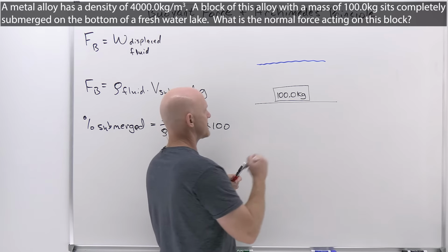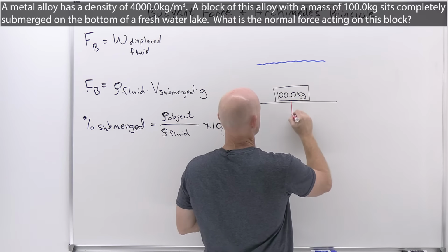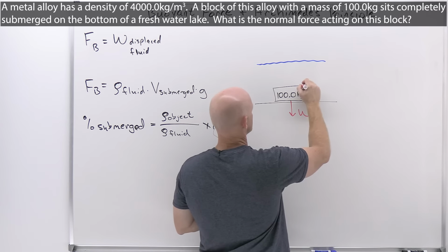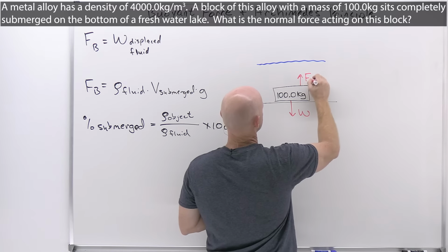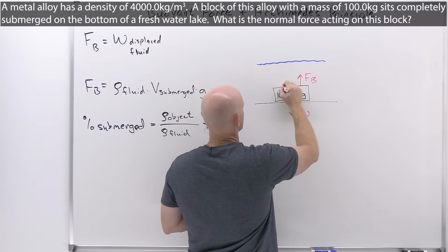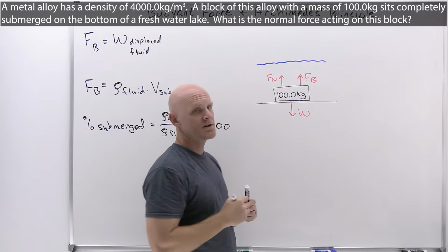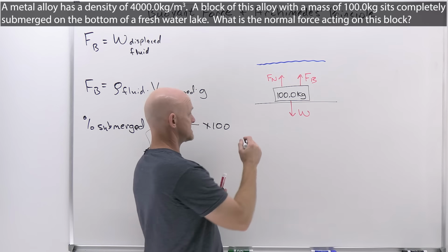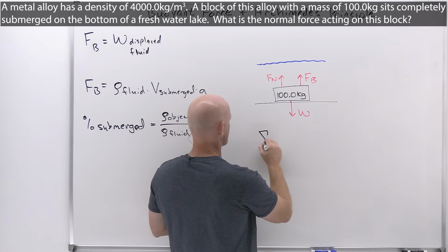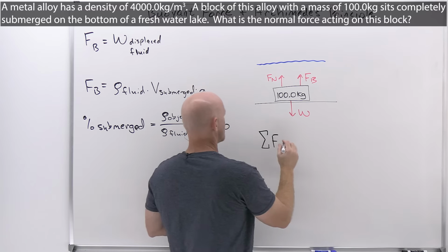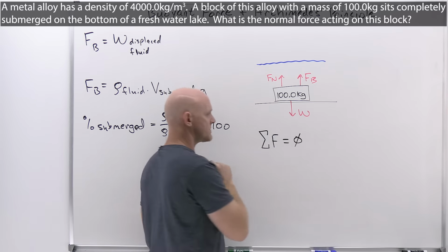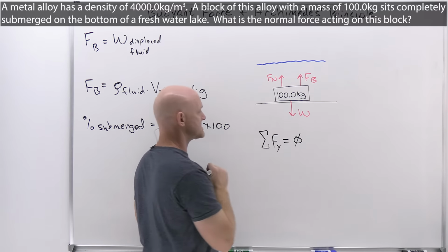So we want to start with a free body diagram here. This object still has a weight associated with it. It has a buoyant force, which is the new force in this chapter. But it's sitting on the bottom, so there's also going to be a contact force, that normal force, as well. And in this case, it's in equilibrium. It's just sitting there. It's not accelerating. There's no net force or acceleration in the y direction. So the sum of the forces in the y direction is going to add up to 0.